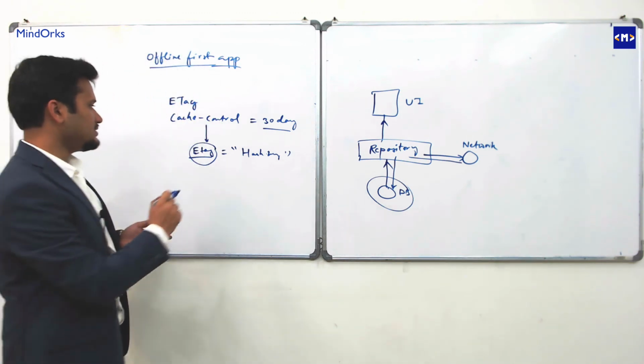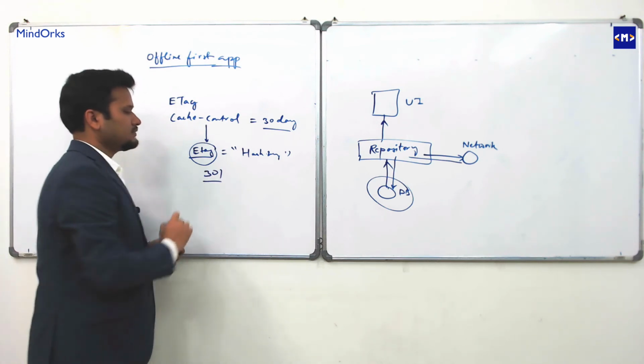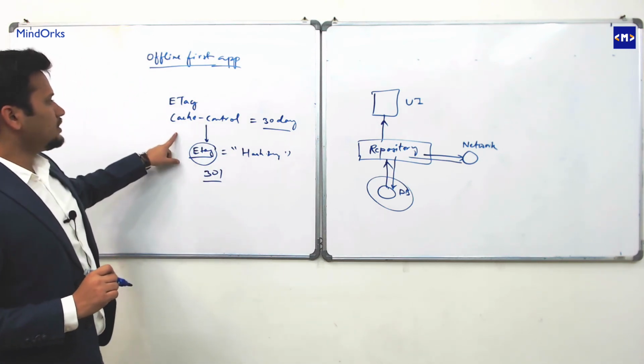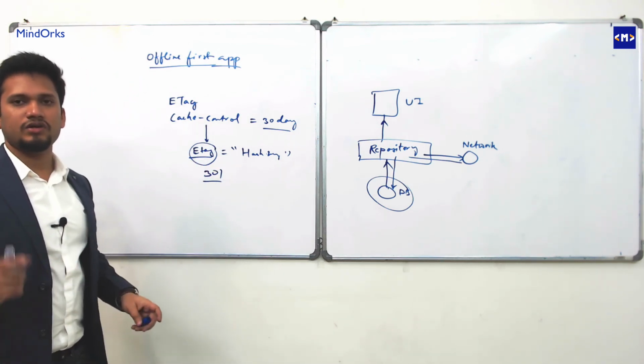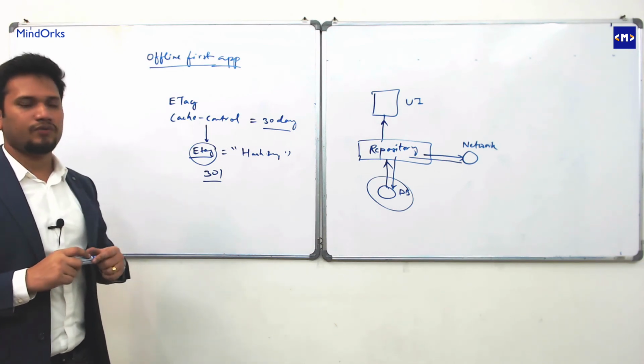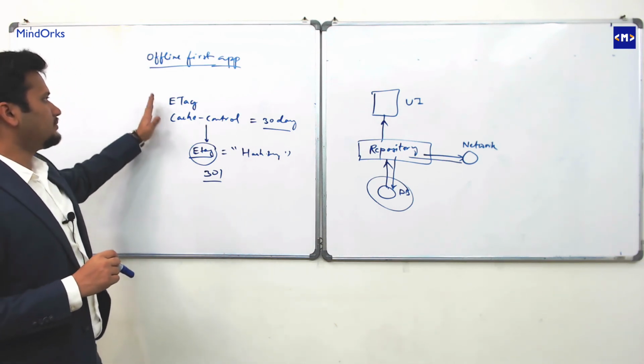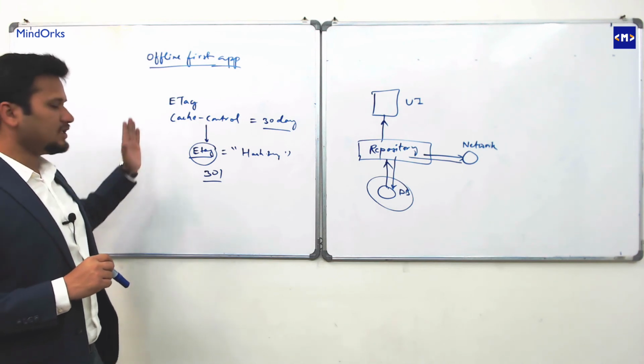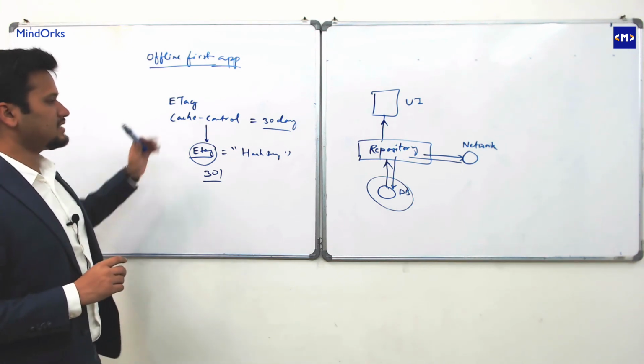If it has not changed, it will send 304. So then also you will use the same data that is in your disk cache. So that is also one way to design the offline first app. More information Amit will tell you in the coming lectures for the caching.